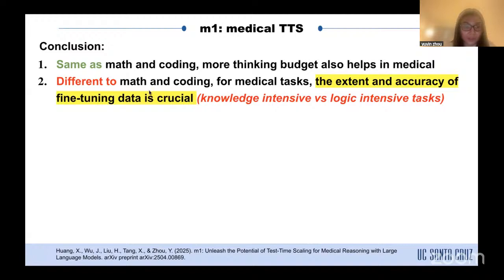Okay, so basically this is the conclusion. Same as math and coding, more thinking budget also helps in the medical domain. For example, by increasing the token length, we can see the scaling law in the medical domain. However, different to the math and coding tasks, the accuracy of knowledge in the fine-tuned model is still crucial.